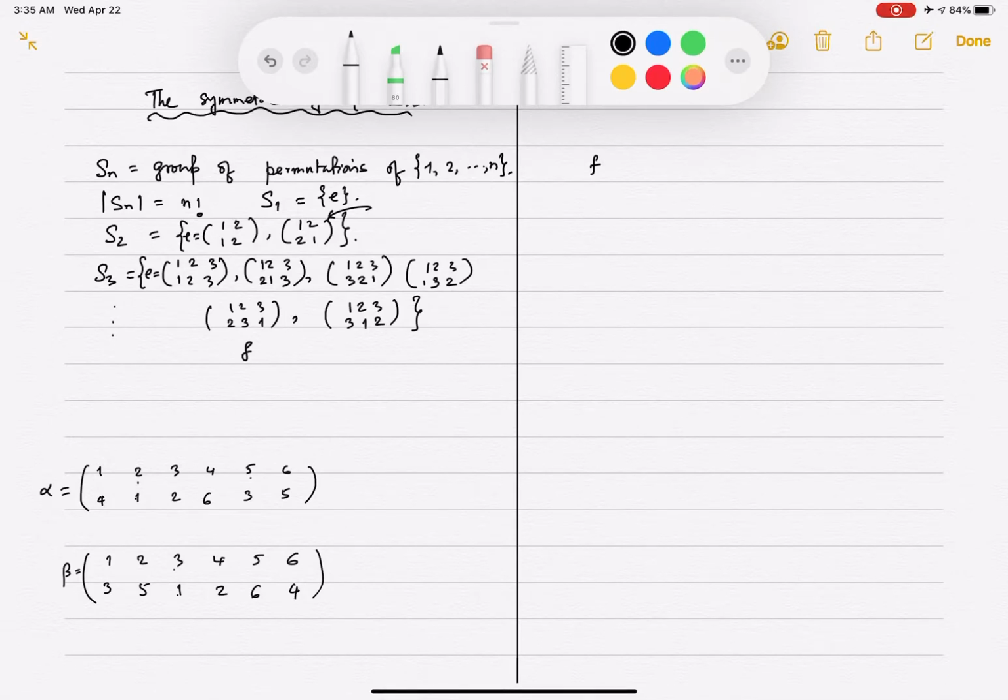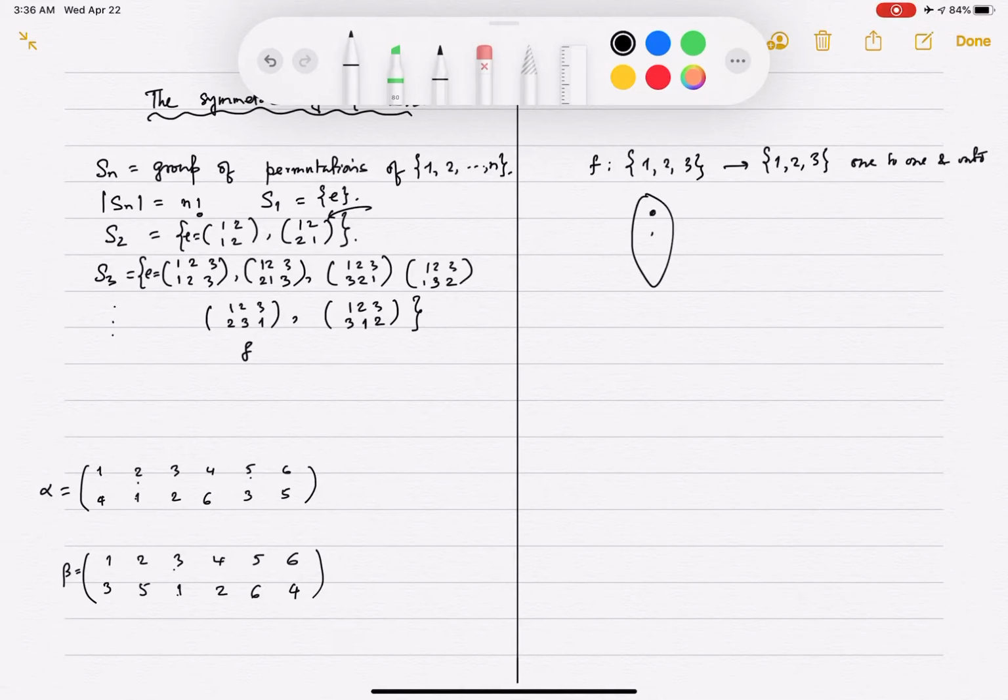What sort of creature is f? f is really a map from 1, 2, 3 to 1, 2, 3, not just any map. It has to be a 1 to 1 onto map. Onto, what is called a bijection or an invertible map.